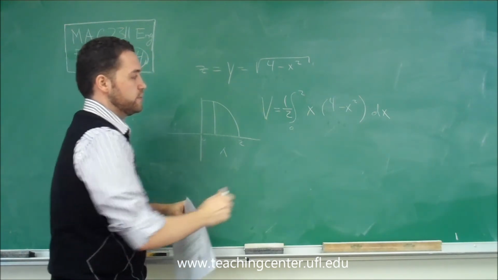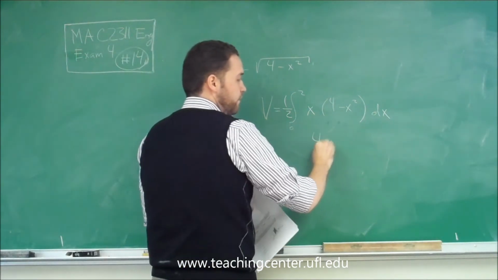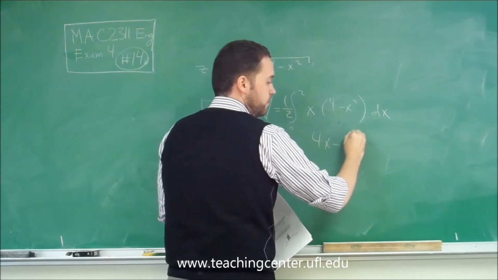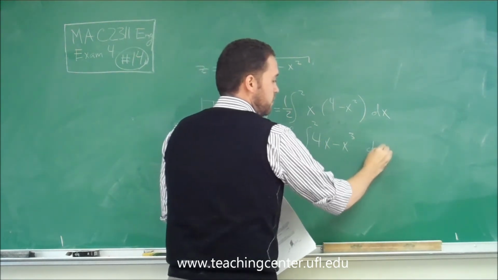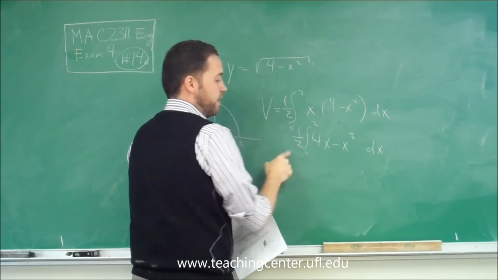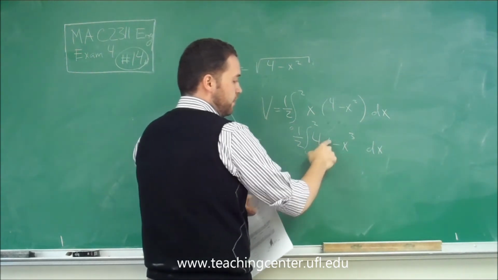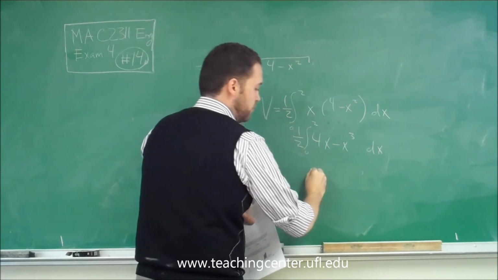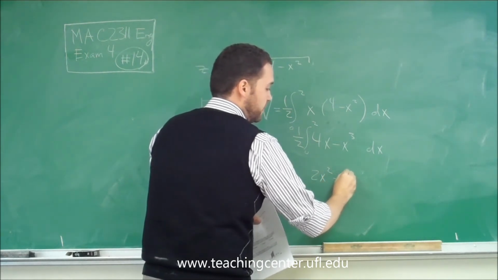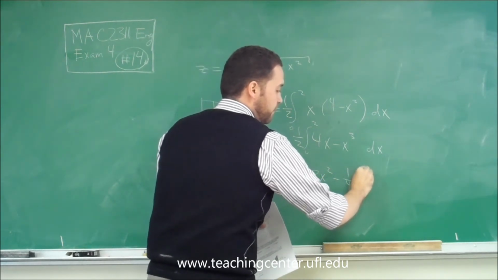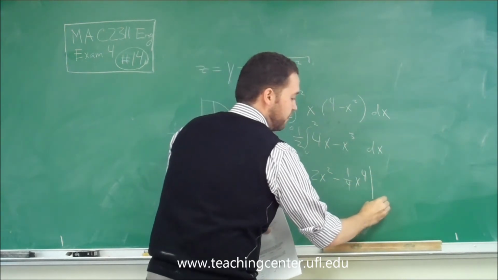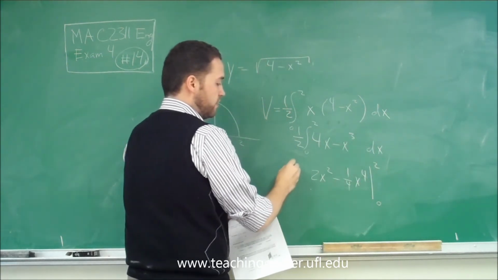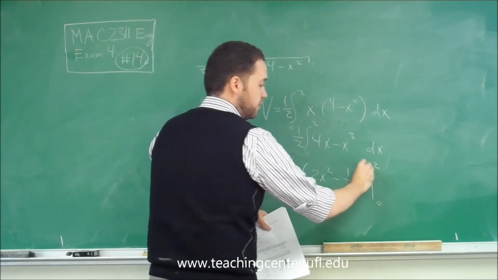So now what we can do is just run the x through it. You can see this is going to be 4x minus x cubed. We want to integrate this from 0 to 2, and you can just have that 1/2 floating around. So this has got to come raised up to the 2, divided by 2, so you get 2x squared minus 1/4 x to the 4th power, because you increase the power by 1 and divide. And you want to evaluate from 0 to 2. And then we still have this 1/2 floating around.